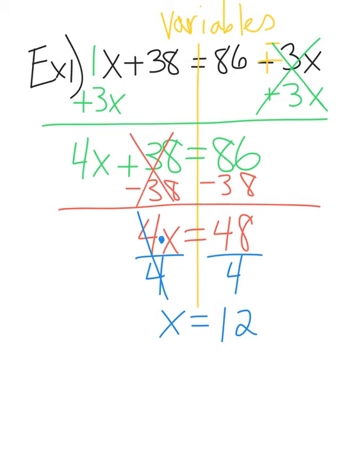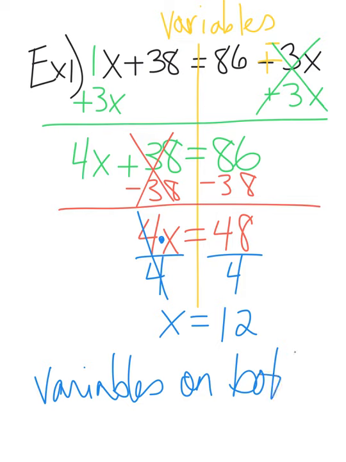So that's an example of when you have variables on both sides of your equation. Okay, variables on both sides. I'd write this example down so that when you look at your practice problems, you can reference it if you have a problem like this. Let's go ahead and look at the next example.